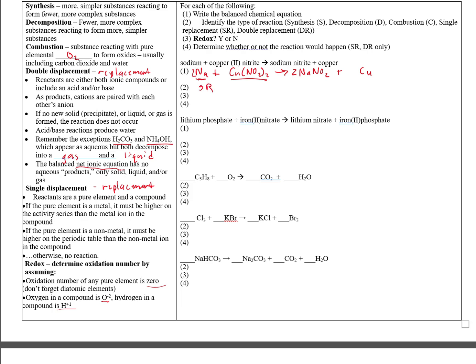And then it says, is it a redox? Okay, well, pure elements start with a charge of 0. Here's a pure element also with a charge of 0, an oxidation number of 0. But we know from the name here that this copper has a +2 charge, and you know that sodium, being a group 1 metal, has a +1 charge. So yes, it is a redox reaction.